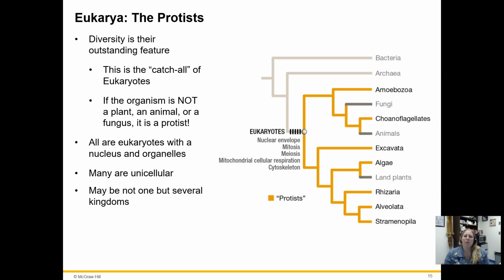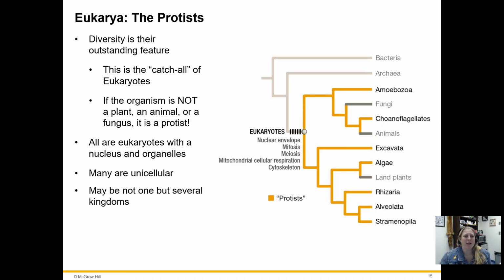So we're going to talk about a couple. We're not talking about all of these different groups today, but what I'd like you to note is that fungi and animals share a common ancestor, and there are a couple of different groups of protists that might be related to that. And then algae is a protist, but it is a sister group to terrestrial land plants.